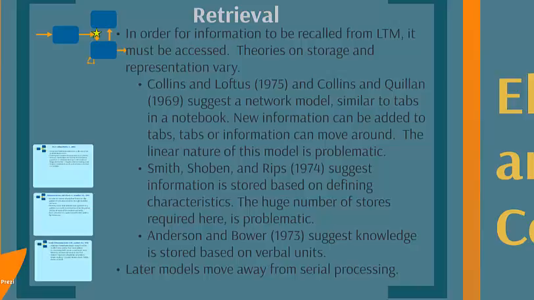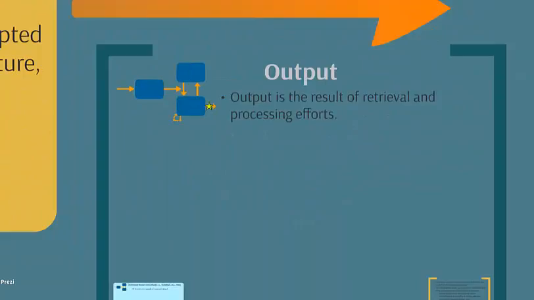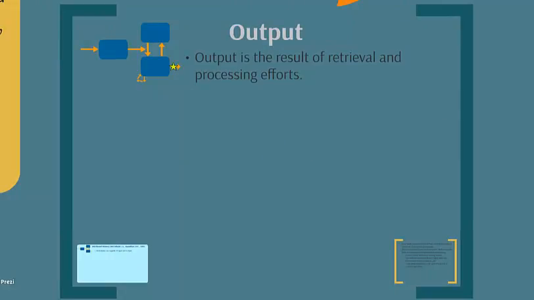Smith, Shoben, and Rips suggest information is stored based on defining characteristics. The huge number of stores required here is problematic. Anderson and Bower suggest knowledge is stored based on verbal units. Later models move away from the serial processing. Output. Output is the result of retrieval and processing efforts. That is, once an appropriate piece of information is retrieved from long-term memory, it is brought back to short-term memory, where it is processed before an action or output occurs.